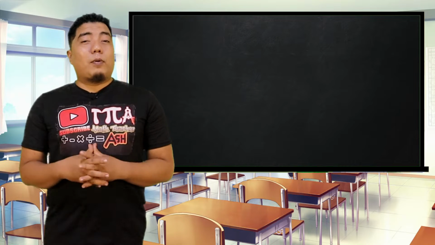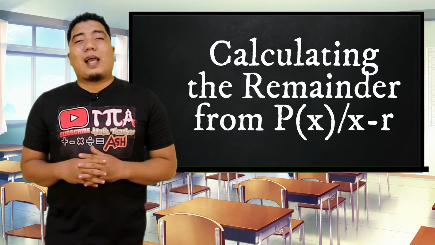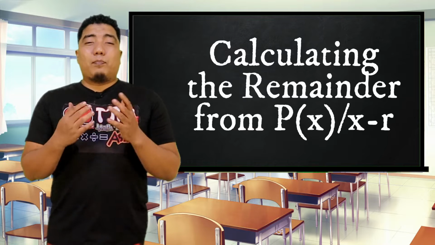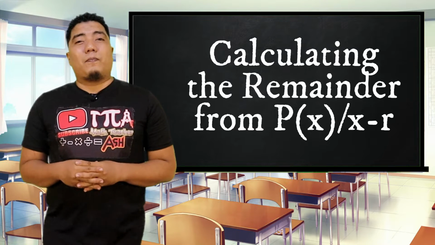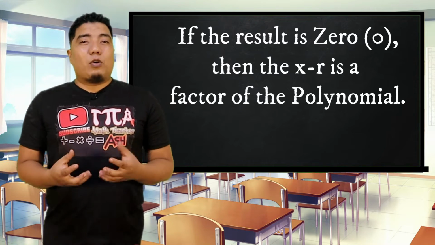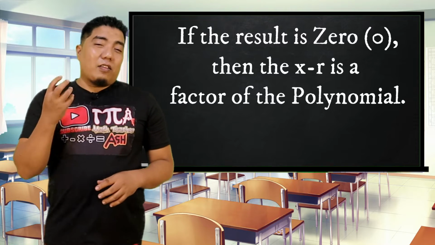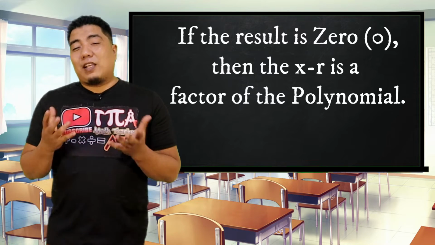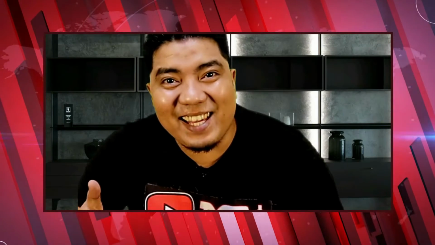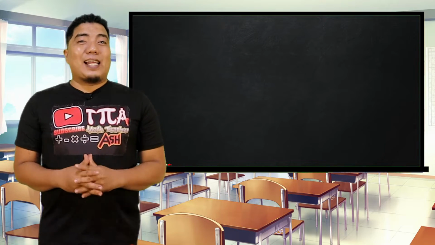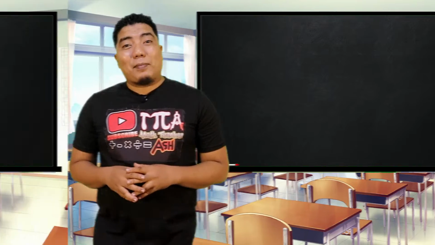Now, you already know about p of r, and that is by calculating the remainder of the given polynomial divided by the divisor. Now, if the result is 0, then it means that that divisor is a factor of the given polynomial. Easy, right? Now, to further understand this topic, let's consider some examples.